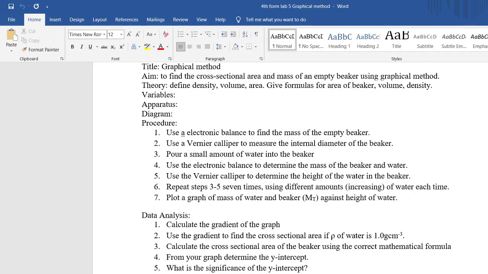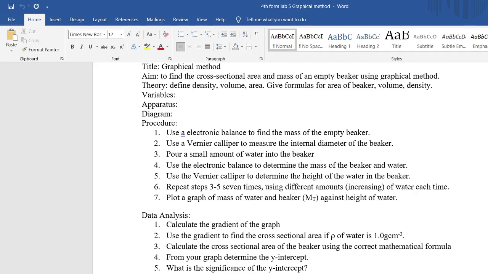You'll be using the concept of density to calculate the cross-sectional area, and I'll show you that calculation. You're also going to use a mathematical formula to find the cross-sectional area: pi r squared times the height. You're going to compare these two, using the graphical method and the regular calculator method.